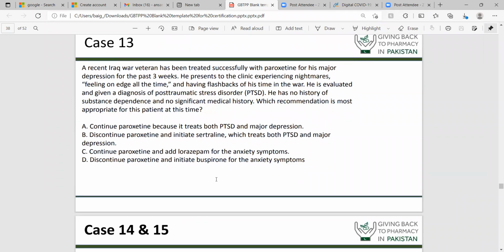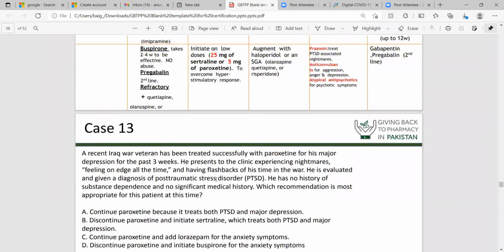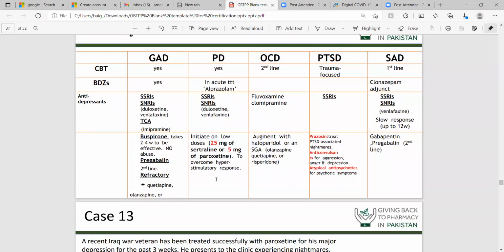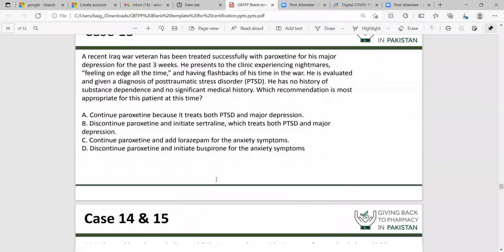So the best option is answer A, because paroxetine should be continued at this time because the patient is successfully being treated for depression and paroxetine is considered a first-line agent. Again, in this case, if we are talking about each disease state, we need to know which one is the first-line and second-line agent and which one is the best treatment option.